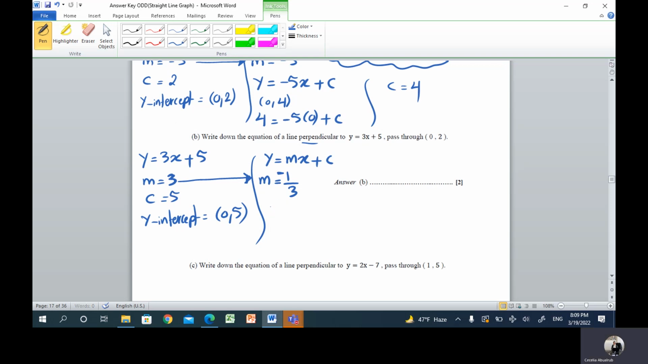So now I know half of the equation, which is negative 1 over 3x plus c. And since this line is passing through 0, 2, we're going to substitute y as 2 and negative 1 over 3 times 0, because x is equal to 0, plus c. So c is equal to 2. So the equation of the line is negative 1 over 3x plus 2.